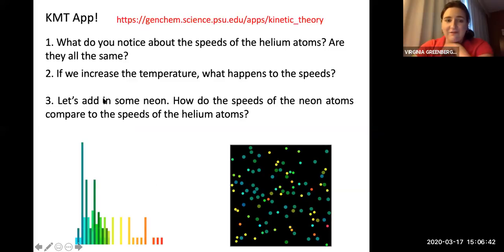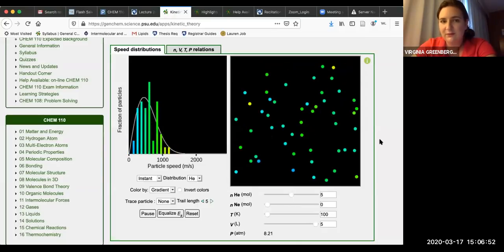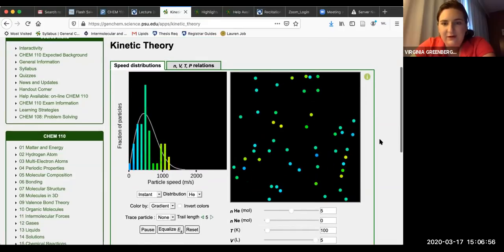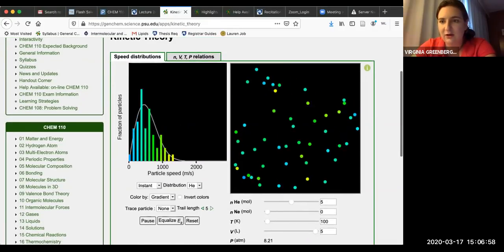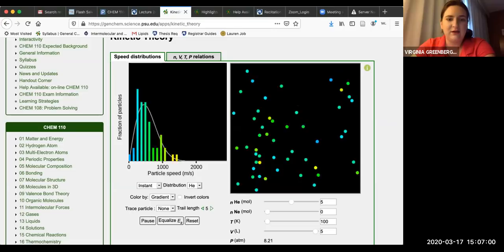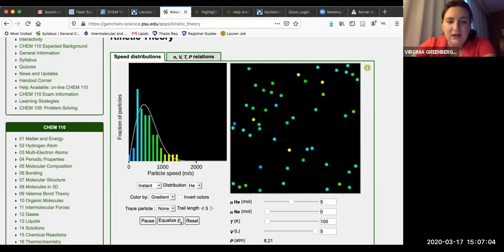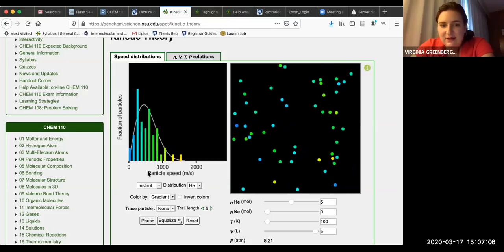Okay, so there's a fun app in the ebook that we can look at. So let's go ahead and pop over to that window, and we'll look at changing some things. Okay, so we have this graph here on the left, which is representing our Boltzmann distribution. We can see we have fraction of particles on the y-axis and the speed on the x-axis in meters per second.